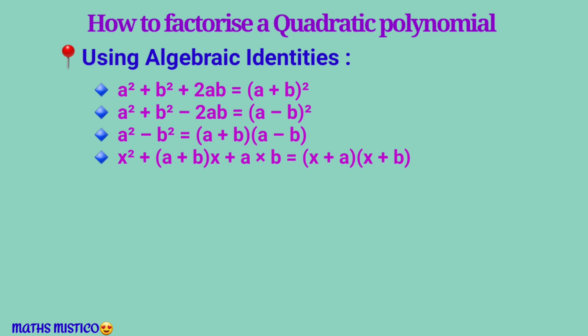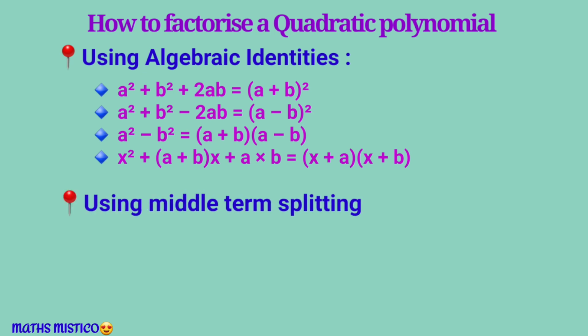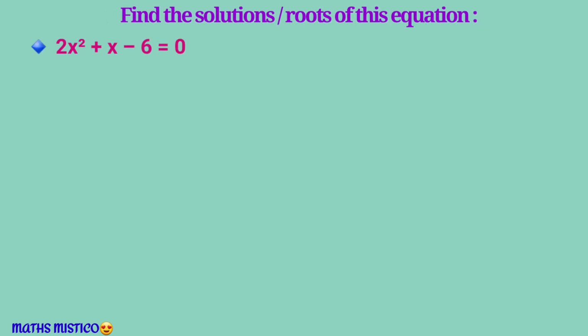The second way of factorizing is splitting the middle term. You are also familiar with this method. Do not worry if you have any doubts in your mind, as we will go through several examples together to provide you ample practice. Let's start with a simple example: 2x square plus x minus 6 equal to 0.